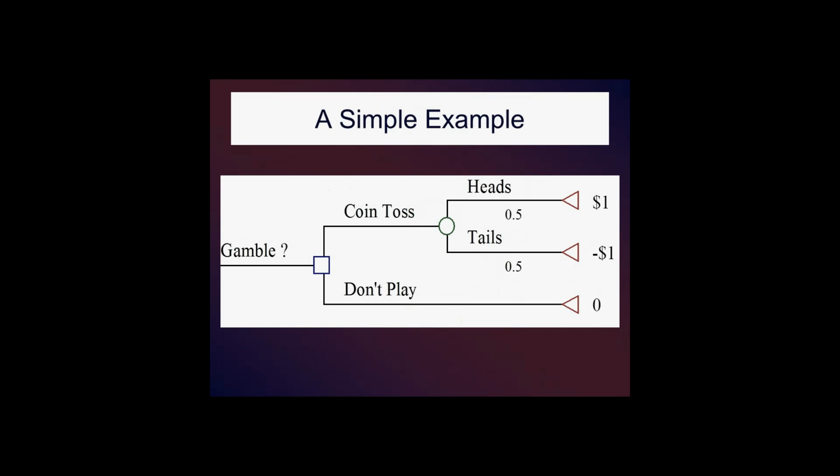So here's a simple one. We can play this game. You have a choice. I'll toss a coin. If it comes up heads, I'll give you $1. If it comes up tails, you give me $1. Or you can choose not to play. The expected value is the same in both circumstances. It's interesting that people are not indifferent, right?